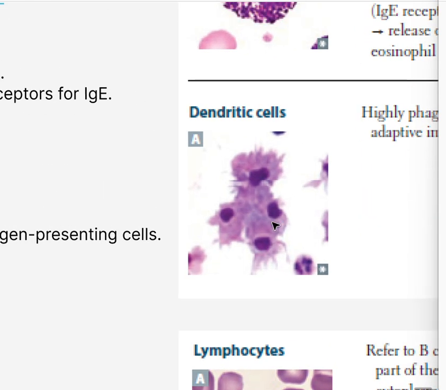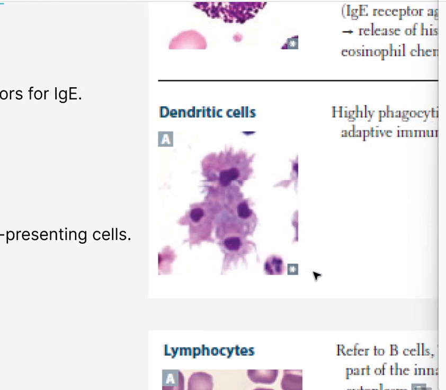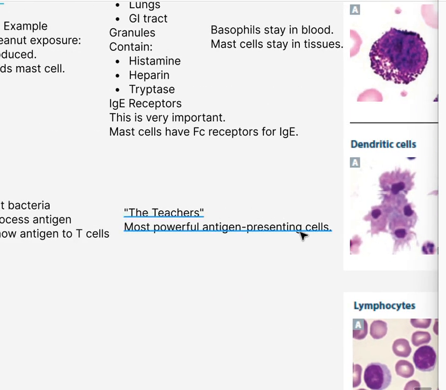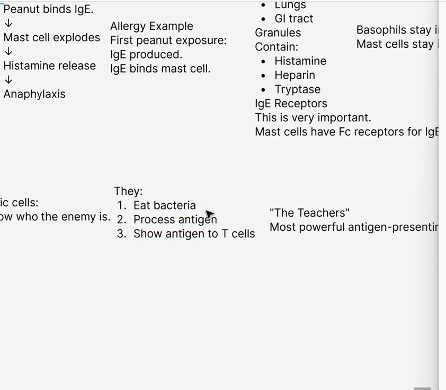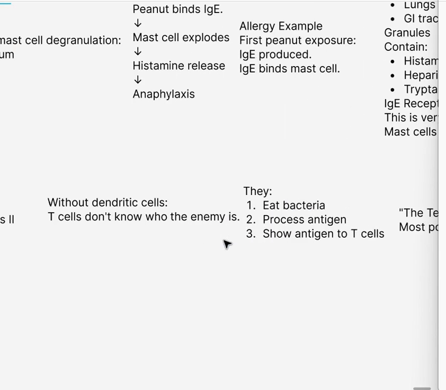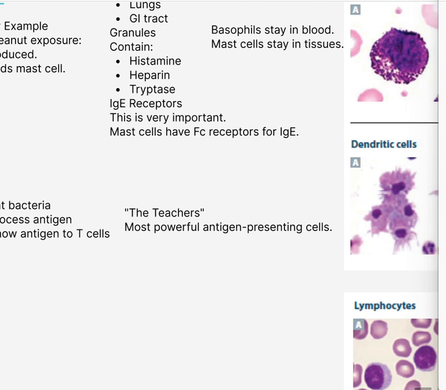Now your dendritic cells are the most powerful antigen-presenting cells. They eat bacteria, process antigen, show antigen to T cells. Without the dendritic cells, T cells don't know who the enemy is, right? Now the marker of dendritic cells is the MHC class 2, right? So Langerhans cells in skin are dendritic cells and they contain Birbeck granules, tennis racket granules, right? So basically, they're the most powerful antigen presenting cells. They eat the bacteria, process the antigen, show antigen to T cells, right? Their marker is MHC class 2.